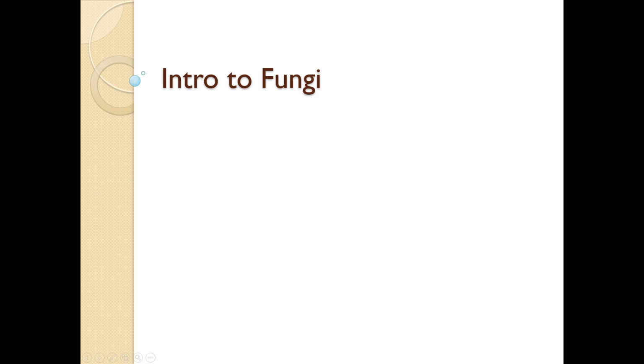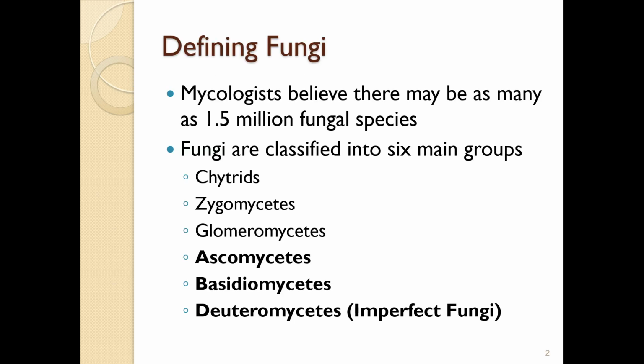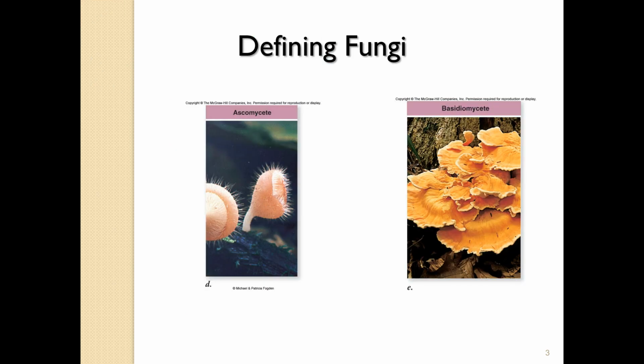Okay, we're going to be talking about fungi, which for your biotic problems make up about 85% of your problems. They believe there's about 1.5 million fungal species, and they're classified into 6 main groups. However, we're going to just deal with the 3 at the bottom: Ascomycetes, Basidiomycetes, and Deuteromycetes, or imperfect fungi. And here are some typical Ascomycete and Basidiomycete organisms.